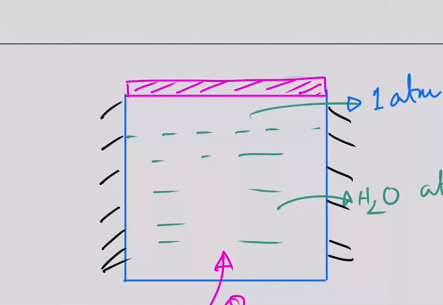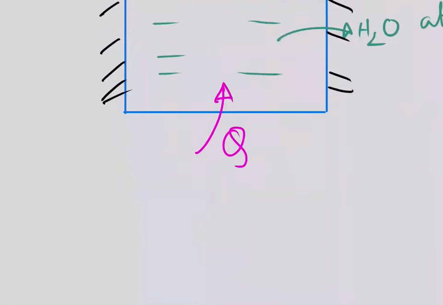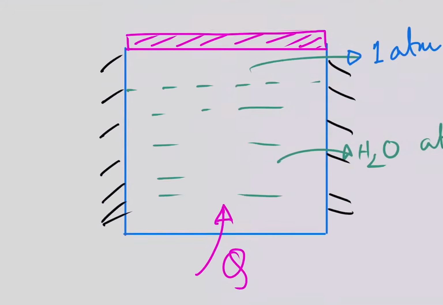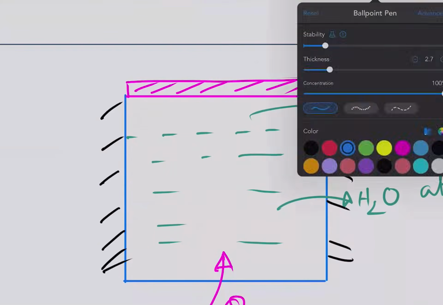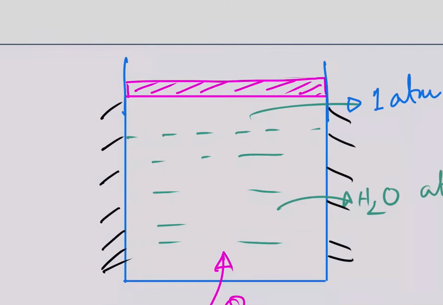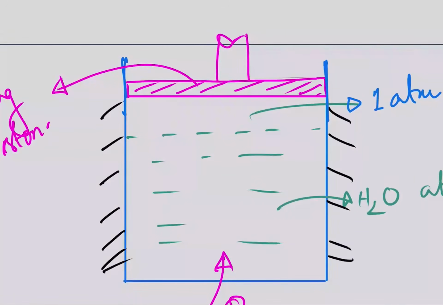Okay, good. Now, other than the lead, this was a moving piston. I think you can see it. Other than the lead, this is a moving piston. Now you draw the same graph, temperature versus time.